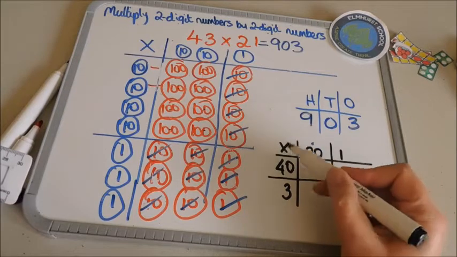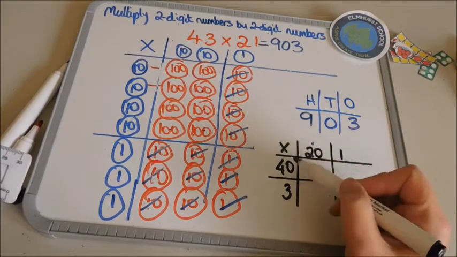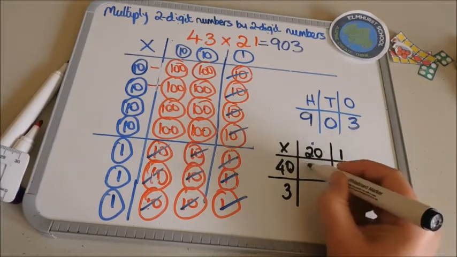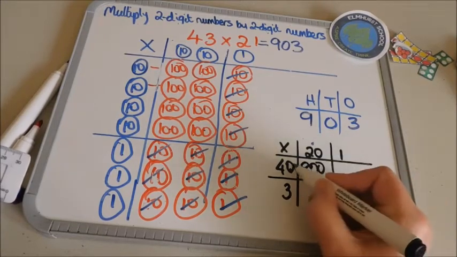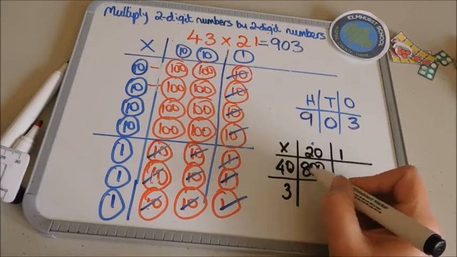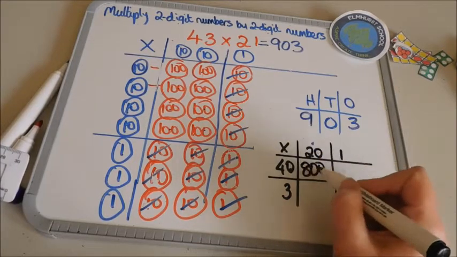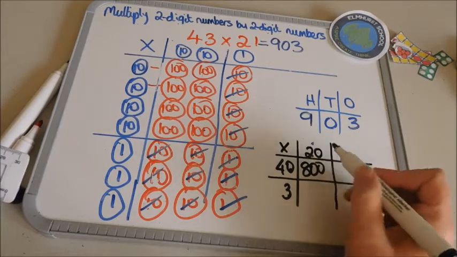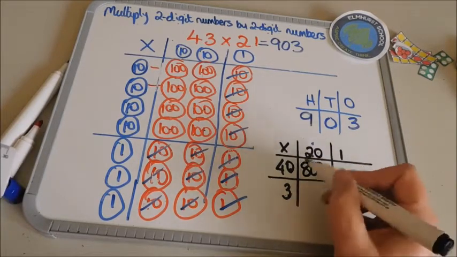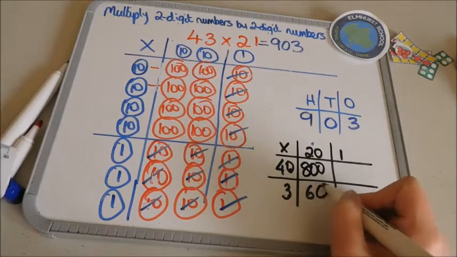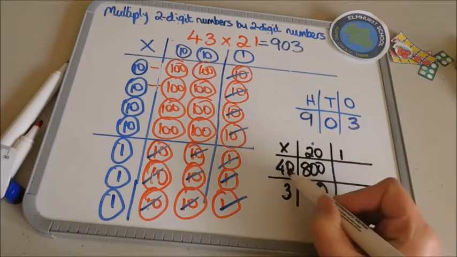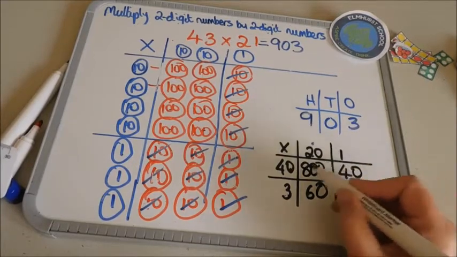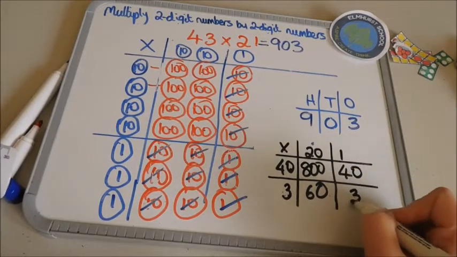40 times 20. Well, I know that 4 times 2 is 8, but then I've got 10 times 10, so that's 100. So that's going to be 800. 40 times 20, 4 times 2 is 8, 10 times 10 is 100, 8 times 100 is 800. 3 times 20, 3 2s are 6, so 3 20s must be 60. Okay, and then I've got 40 times 1, one lot of 40 is 40, and 3 times 1 is 3.